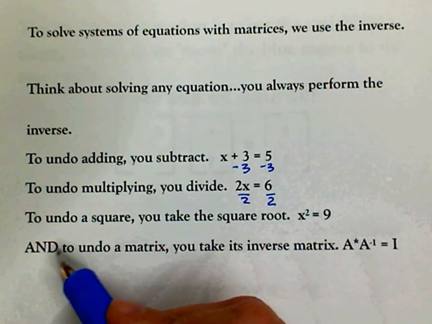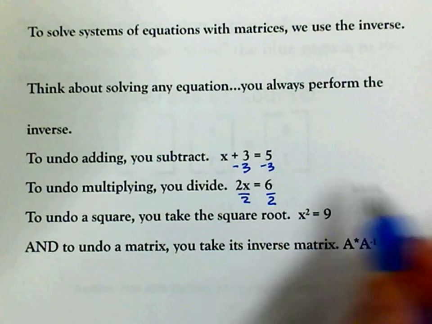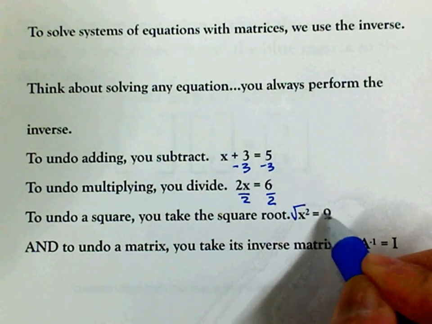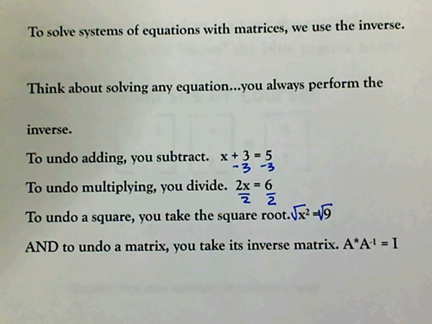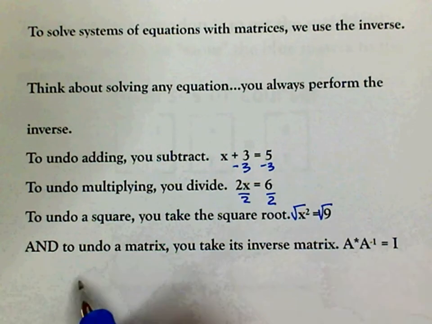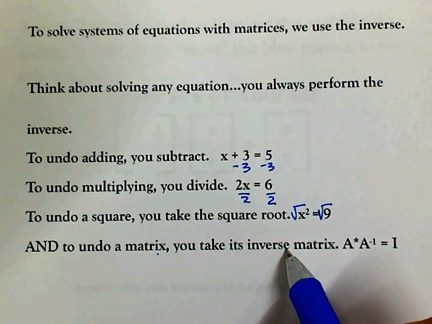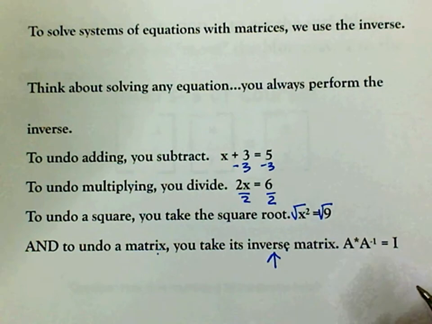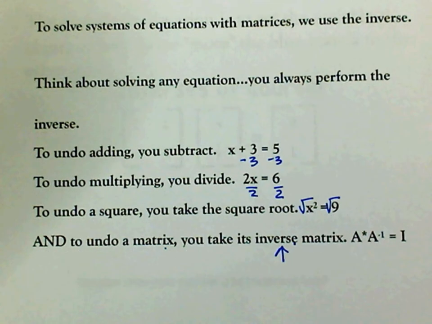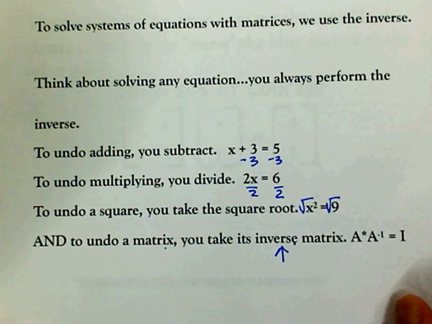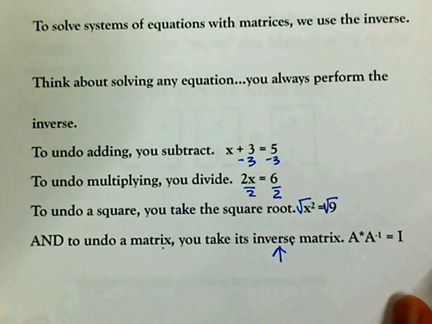To undo a square, you would take a square root. So if you're solving for x, you would take a square root. What you do to one side, you do to the other side. So today we're going to undo a matrix, and it's going to take an inverse. Now, keep in mind, they don't always have an inverse. So if you don't have an inverse, you're not going to be able to do it, okay? Because not every matrix has an inverse. So just keep that in mind.